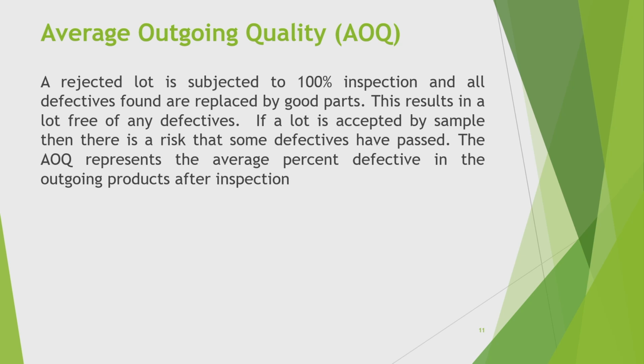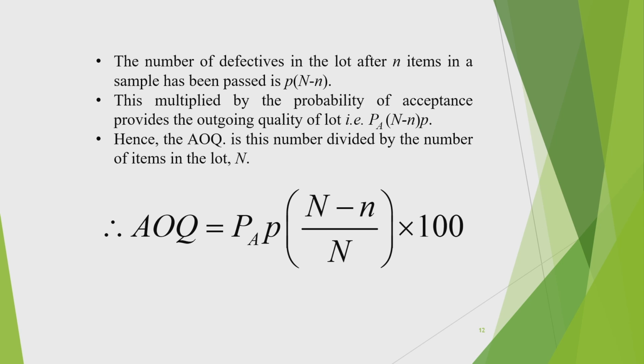A rejected lot is subjected to 100% inspection and all defectives found are replaced by good parts. This results in a lot free of any defectives. If a lot is accepted by sample, then there is a risk that some defectives have passed. The AOQ represents the average percent defective in the outgoing products after inspection. So it tells what the average outgoing quality is.